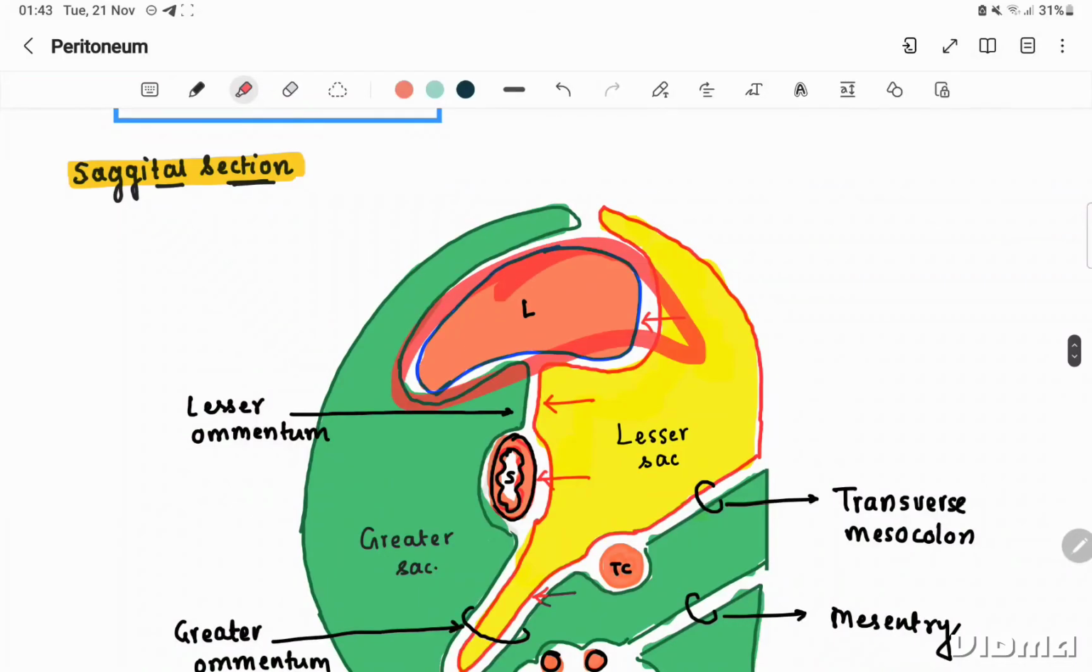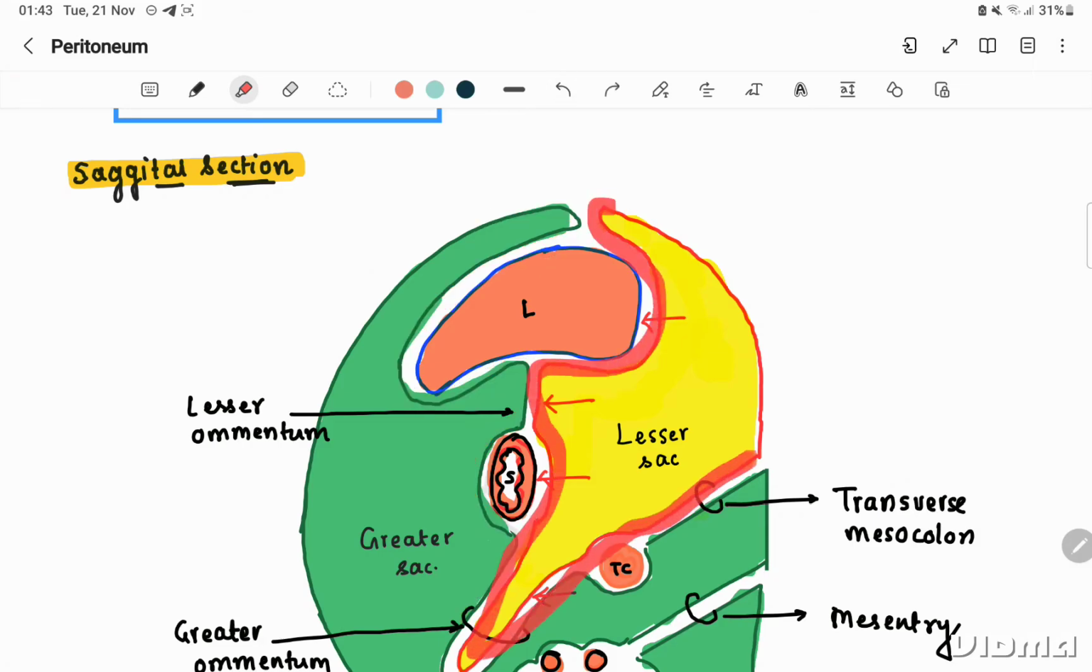So this is the liver. Peritoneum is covering it like this, this and this. In this part it is covering like this. So this is the lesser sac.